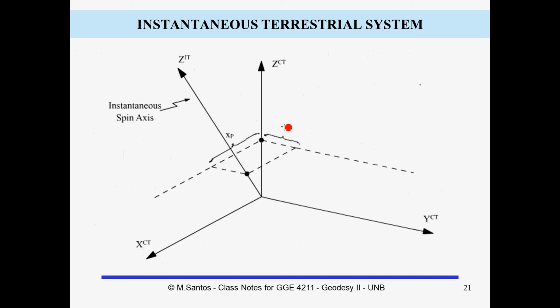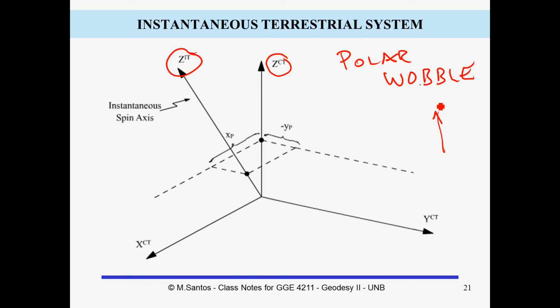the usefulness of this system is basically to study polar wobble. Okay, how much the instantaneous spin axis differs from a conventional one. So this is the z-axis of the conventional terrestrial system. This is conventional, it's attached to an epoch. This is the instantaneous axis. Okay, and you probably remember from Geodesy 1, we have a conventional pole, and the instantaneous one is going to move around.